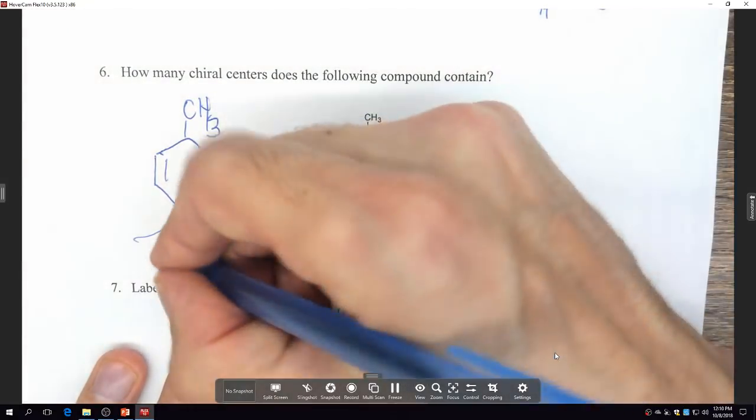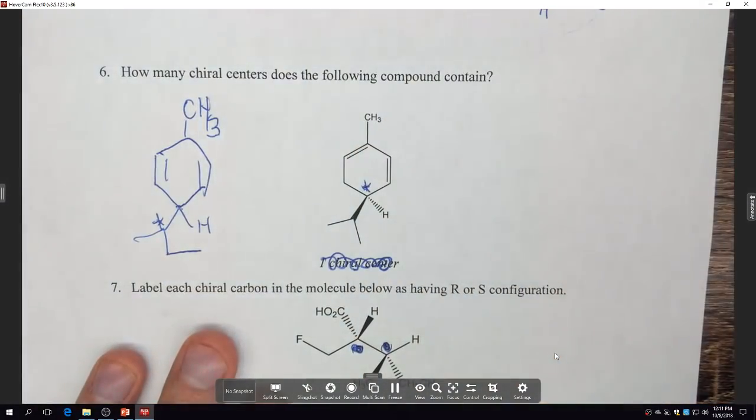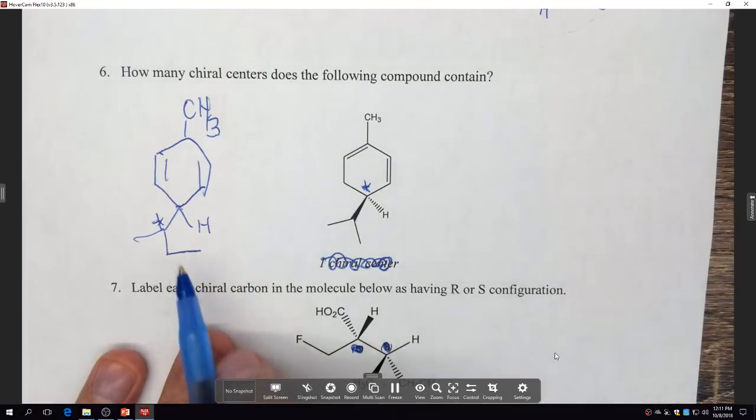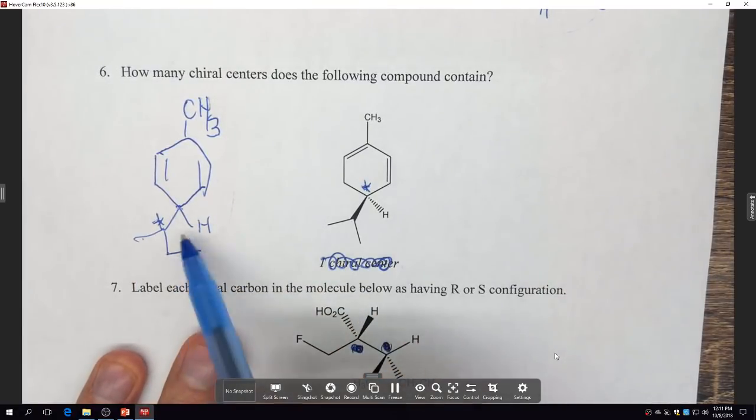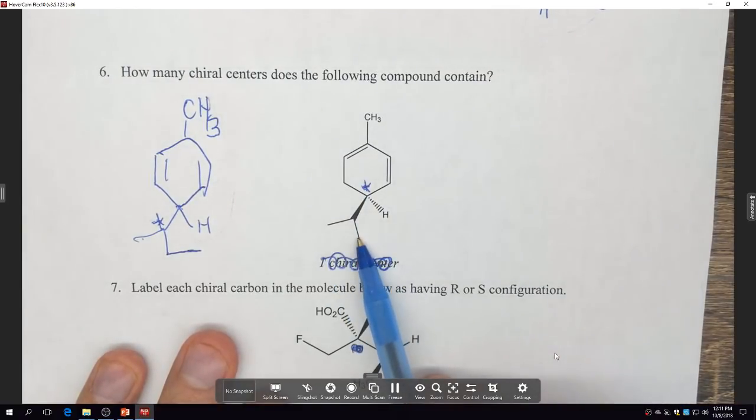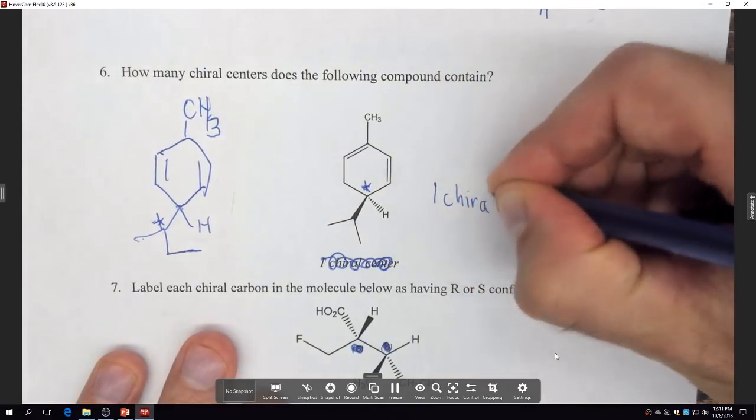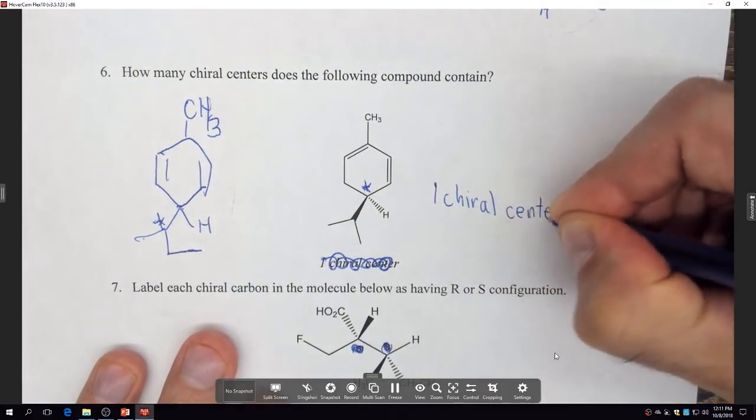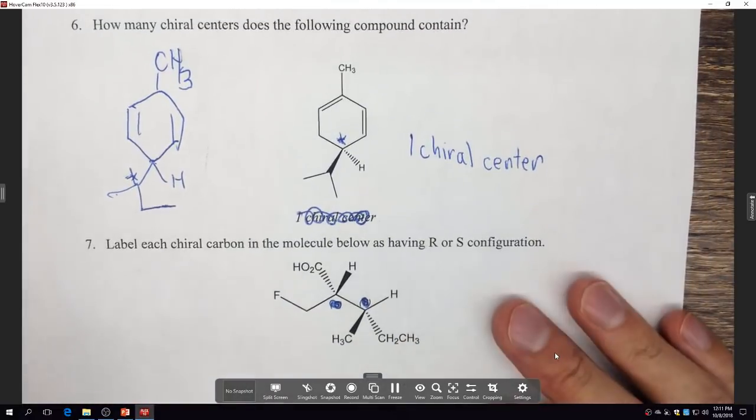Note that if this is an ethyl, now that's a chiral carbon. If this group and this group are not the same, this whole thing is certainly different than any of those and hydrogen. So then it would be chiral. But because these are both methyl groups, in this particular case, there's only one chiral center. All right. Finally.